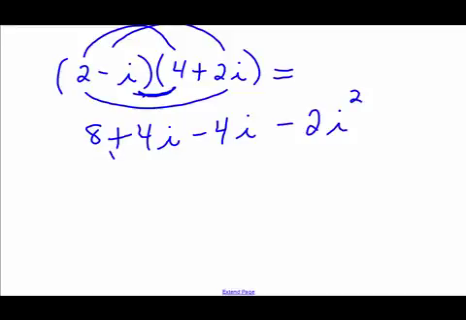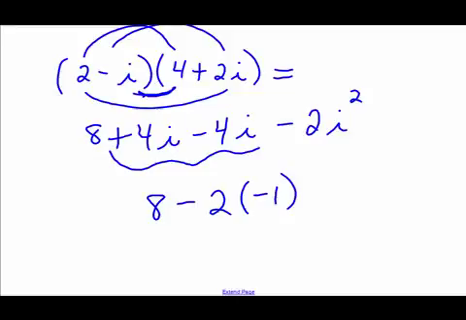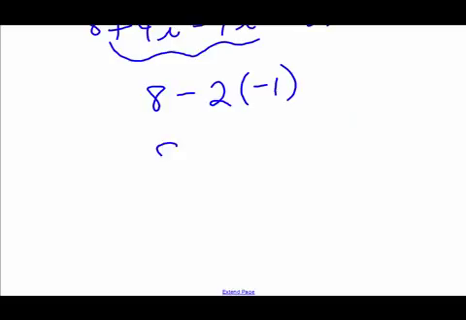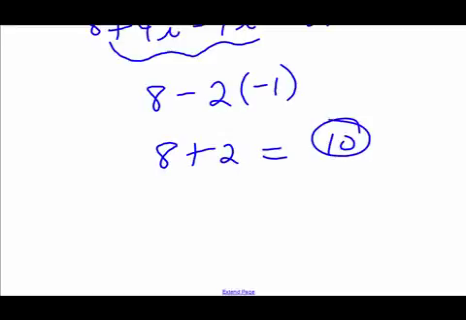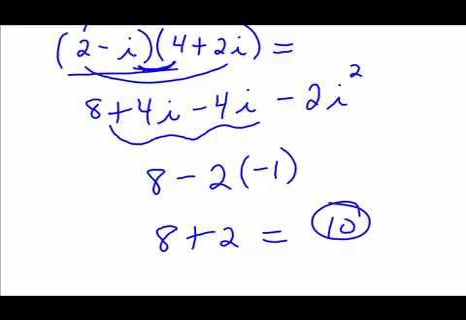Now notice my inner terms cancel each other out. Doesn't always happen that way, but in this case it did. So we end up with 8 minus 2 times i squared. But wait a minute, i squared is -1. So our final answer ends up being 8 plus 2, or 10. So yeah, believe it or not, when you multiply those two complex numbers together, you get a real number.